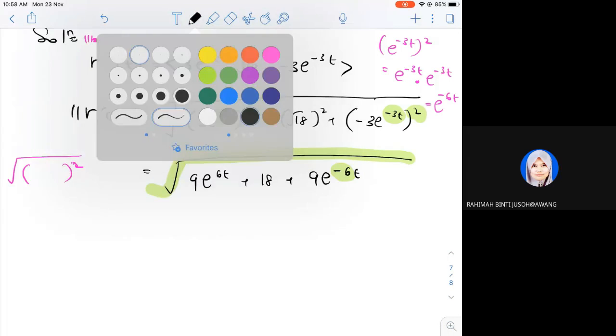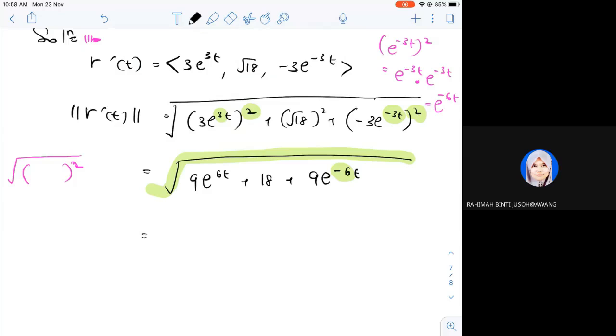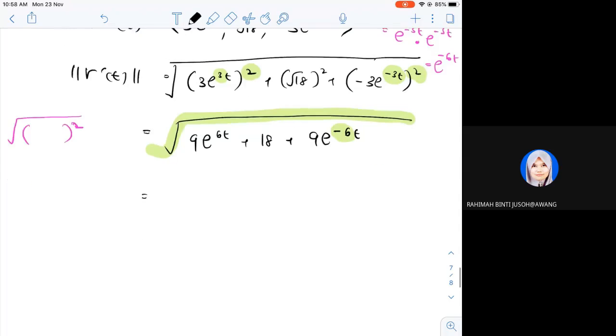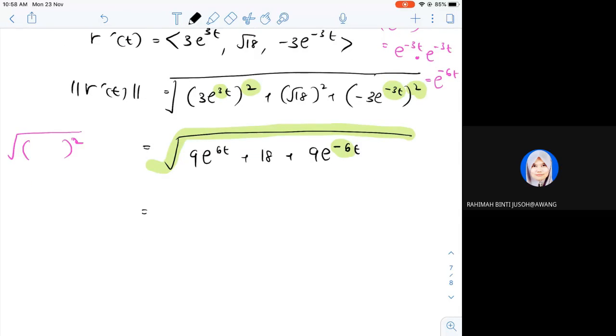What you should do is factorize this. Okay, I will explain later. Square root of 9 is 3, so 3 exponent 3t, plus the back one is the same, 3 exponent negative 3t, square root of.